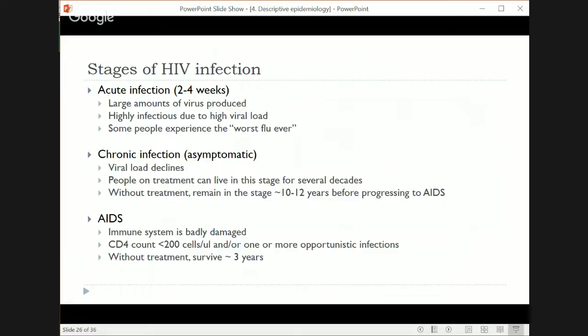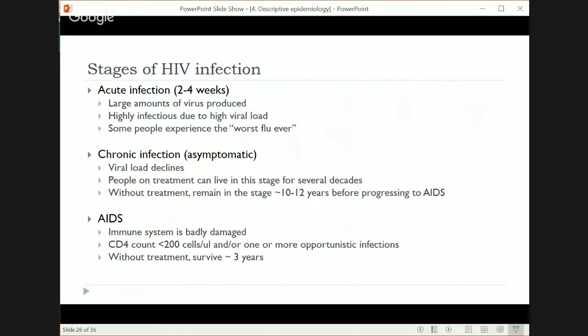Now, after the acute infection, and this lasts 2 to 4 weeks after someone's infected, then they go into chronic infection. And during this period, they're mostly asymptomatic. So acute infection, viral load increases. Chronic infection, viral load declines. What happens is your immune system takes over and starts to eliminate the virus. People on treatment can live in the chronic infection stage for decades. In fact, now people who are on treatment can live a completely normal life. Without treatment, though, you would remain in the chronic infection stage for around 10 to 12 years. And then you would progress to AIDS.